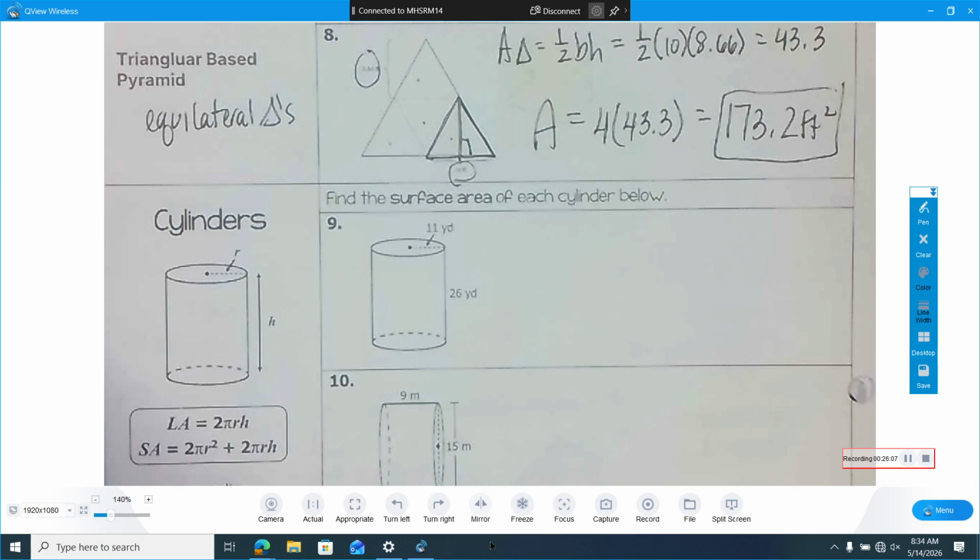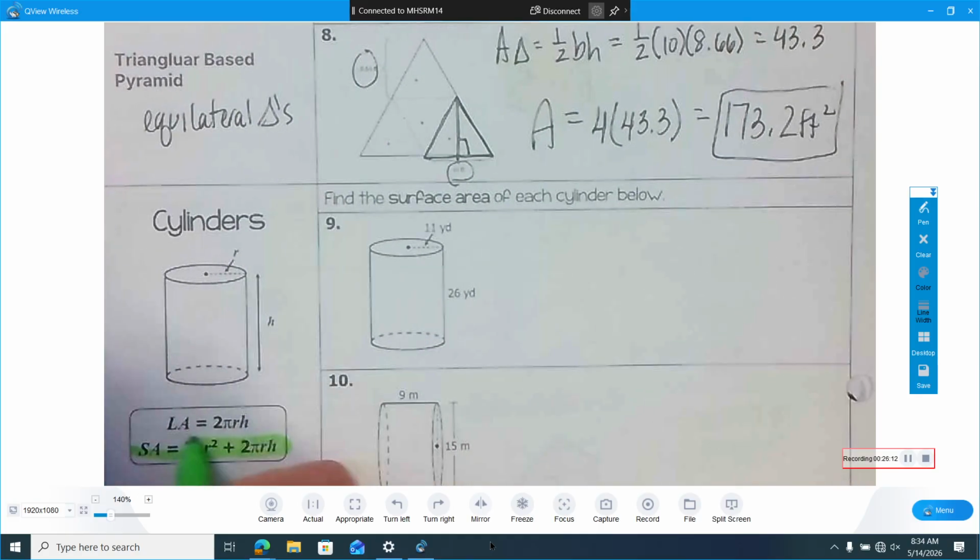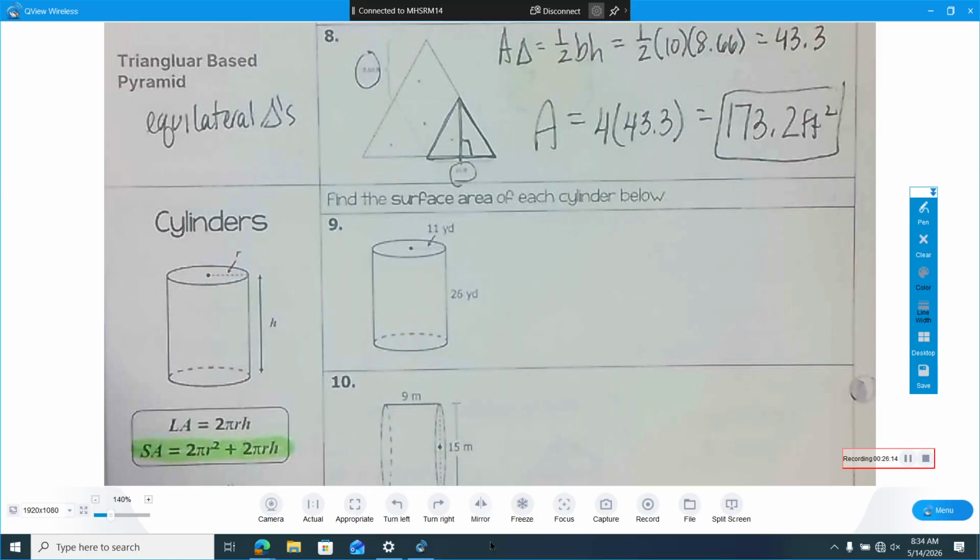All right, so the ones that you do need to know the formulas of, and these are essential, are the formulas for the surface area of a cylinder. So you want to make sure you know this formula. I'm going to talk about where it comes from.